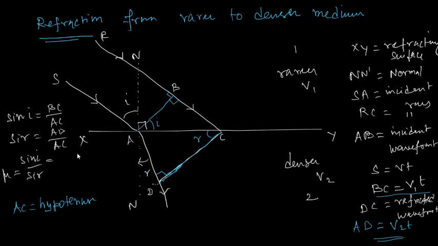That is equal to, AC can be cancelled, BC by AD, and BC is nothing but v1t divided by v2t. So t can be cancelled. Therefore, it is the ratio of the velocity of light traveling in rarer medium, v1, and the velocity of light traveling in denser medium, v2. Okay. Now, let us try to draw the refracted wavefront when a plane wavefront goes from denser to rarer. So that should be considered here.